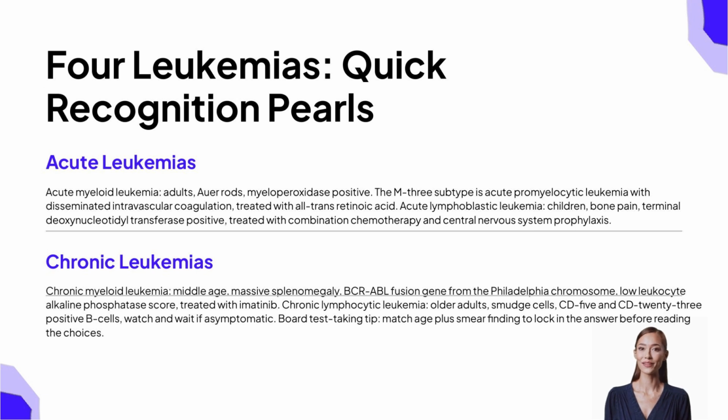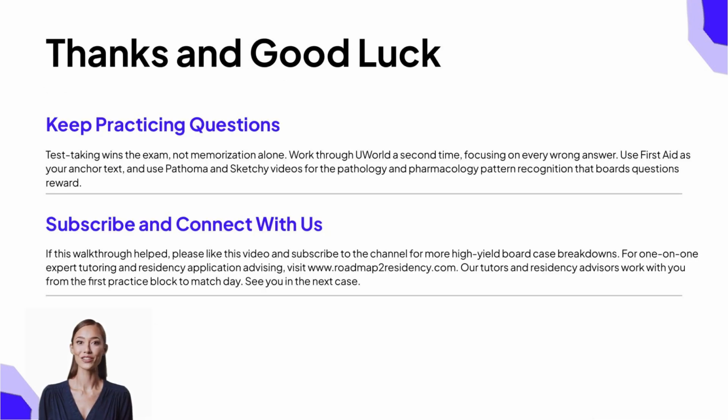Watch and wait. Match age plus smear finding before you read the answers. That one habit will save you time on every leukemia question. That wraps up white blood cell disorders. Remember, test taking beats memorization. Work through UWorld a second time, paying attention to every wrong answer. Use First Aid as your anchor. Lean on Pathoma and Sketchy for pattern recognition.